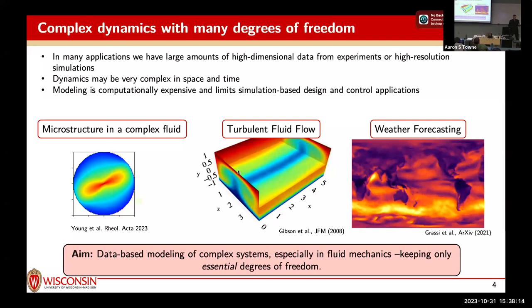And so what I'll talk about today is data-based modeling of complex systems. The focus will be the middle here. And what we really want to do is determine what are the essential degrees of freedom in the system, and then find the evolution equations for those. And I'll show one application where we'll use this reduced model to help design a control algorithm. All right. So that's kind of the overall basis.